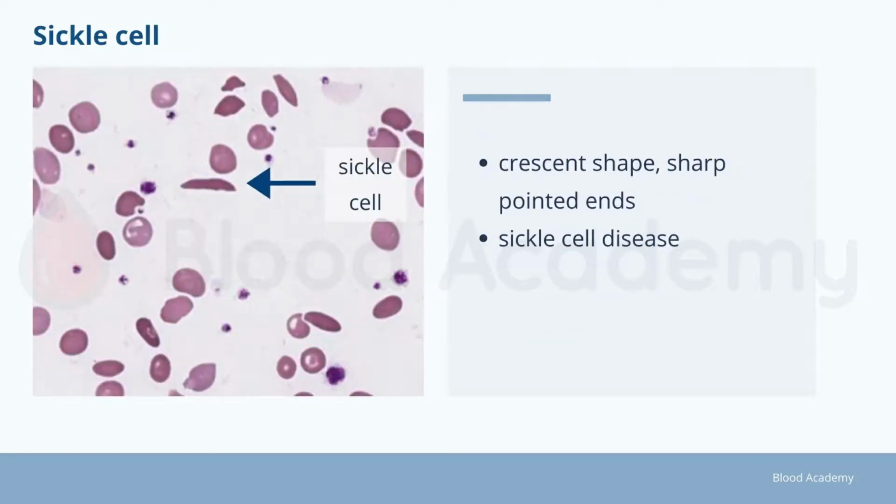Sickle cells are crescent-shaped red cells with sharp pointed ends. They are the hallmark feature of sickle cell disease. Associated morphological features include polychromasia, nucleated red blood cells, and asplenic features including Howell-Jolly bodies and target cells.